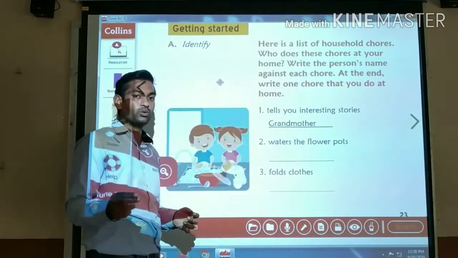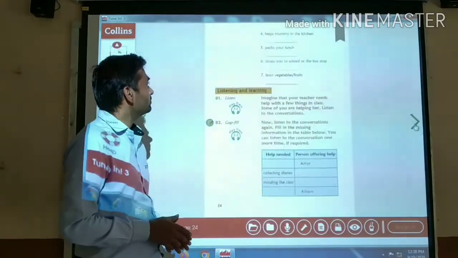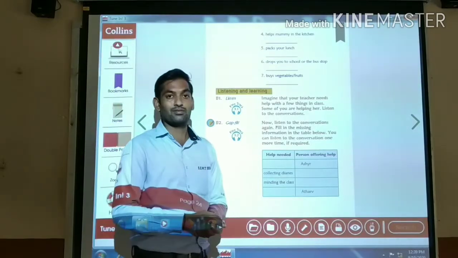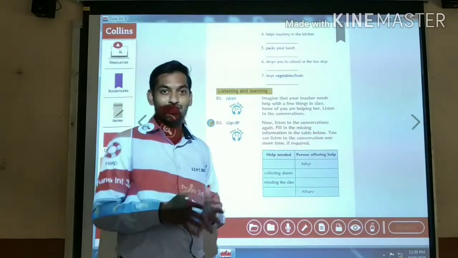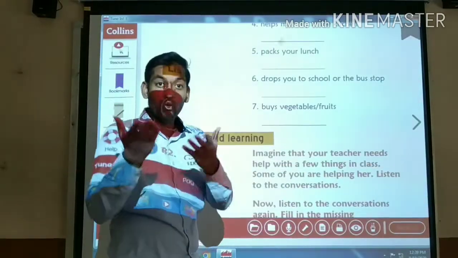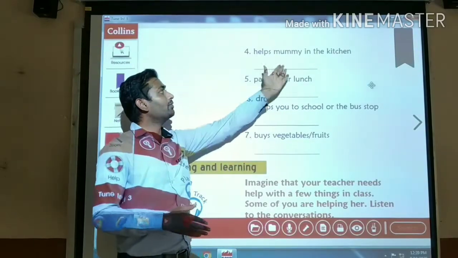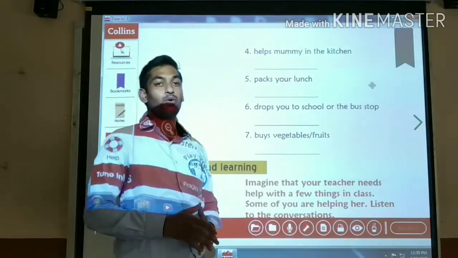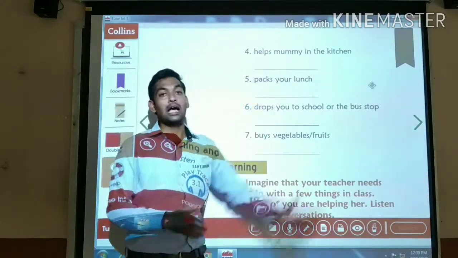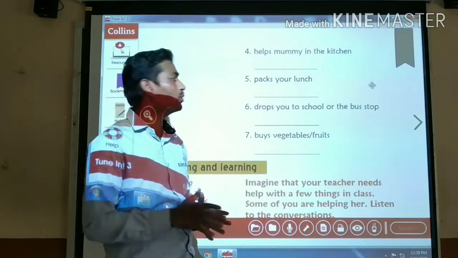Now let us move to the third one. Let us see another sentence: helps mommy in the kitchen. Who helps? Different people can help your mother. You can also help your mother. So you can say, helps mother in the kitchen. You have to write the name of the person who helps in the kitchen. So you can say, my elder sister helps my mother cook very delicious food.